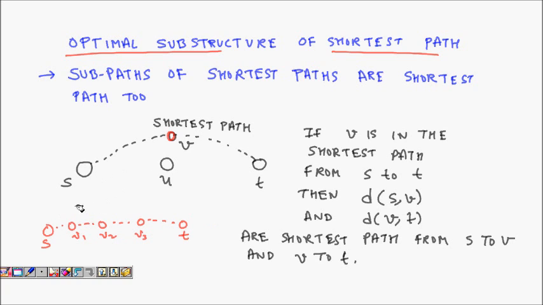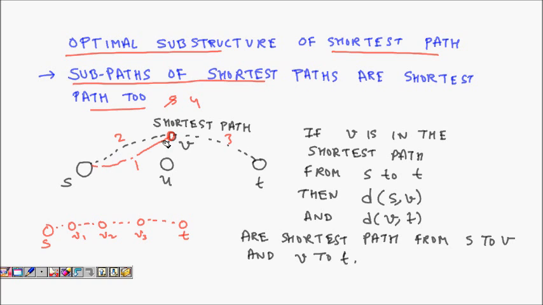This is because, let's think: S to V, let's say the shortest path is 2 and V to T is 3. This is the shortest path, total length is 5. Now what happens if this was not the shortest path from S to V, and there was some other path which has cost 1? This is a contradiction, because then the path would decrease in length by 1, and become 4. So even the subpaths of the shortest paths are shortest paths.